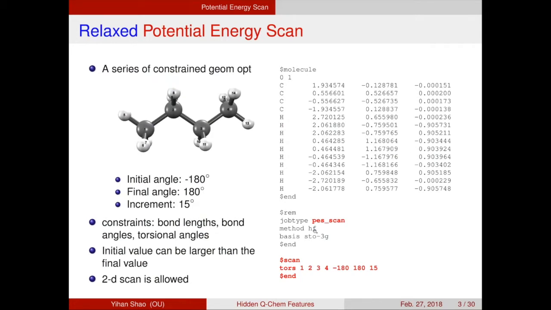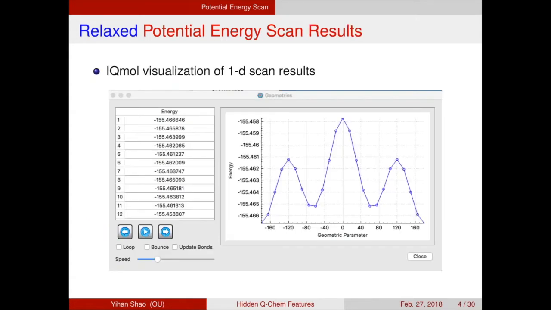And then we can use IQmol to visualize these calculation results. This is thanks to Andrew Gilbert, who made this happen. So if we use IQmol, what we see here is our scan angles from minus 180 to 180 with 15 degree increment. And we see that there are three local minima, at minus 180, minus 60, and 60 degrees. And there are three maxima at zero, minus 120, and plus 120 degrees.